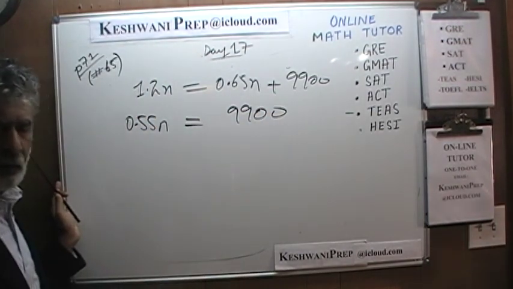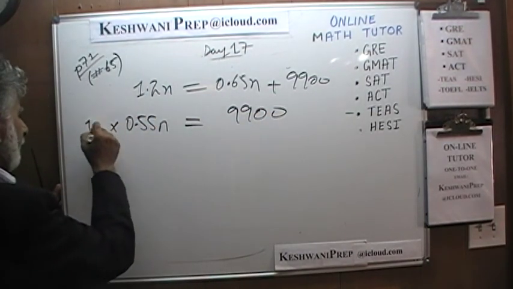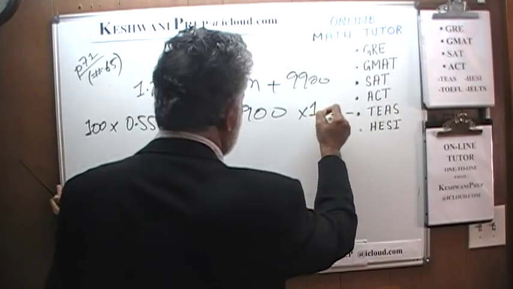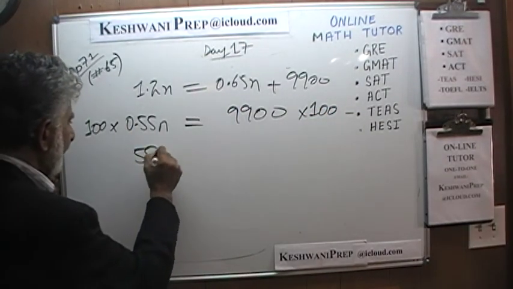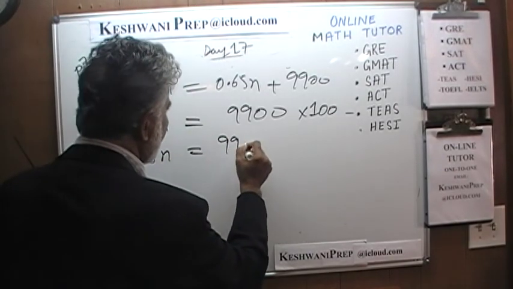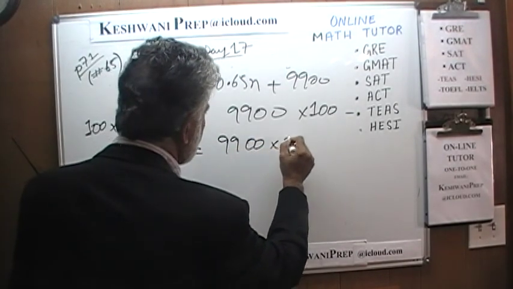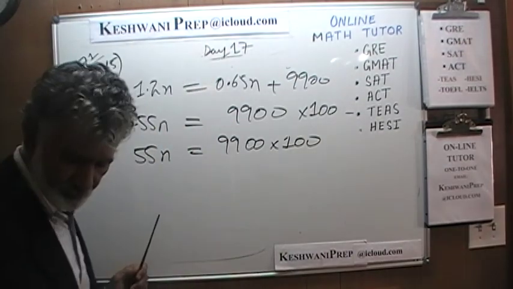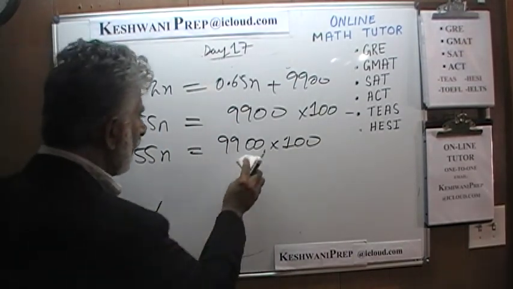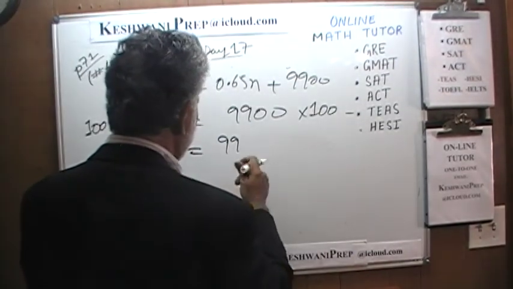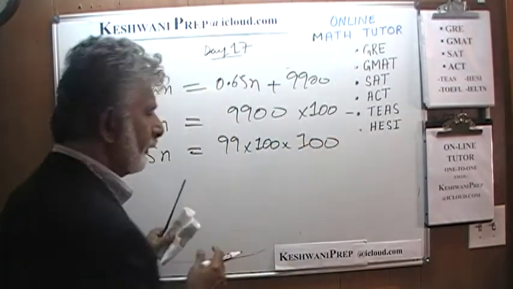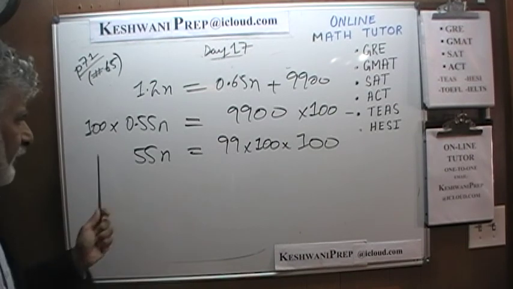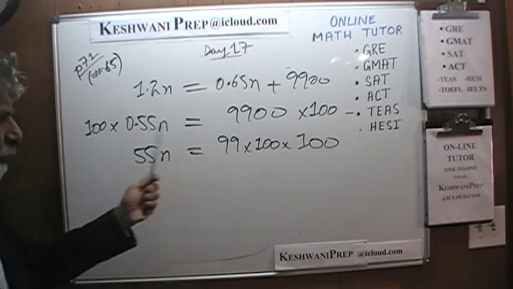Are you with me? Let's multiply both sides by 100 so we can get rid of this 0.55 business. So we end up with 55n equals 9900 times 100. Let's write that down exactly like that, 9900 times 100. Are you with me? Let's divide, oh, there you go, it's very easy actually. Let's divide both sides by 11.